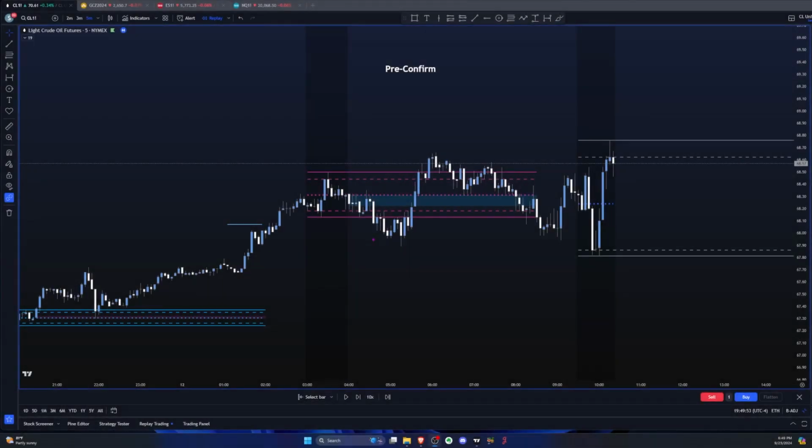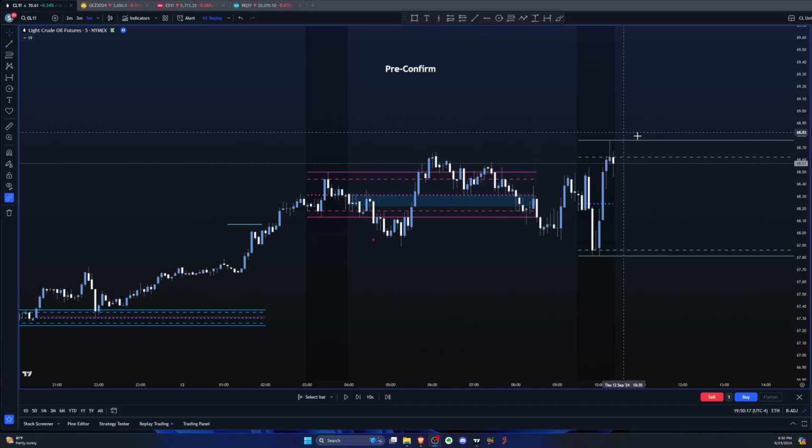Okay, let's talk about the pre-confirmation setup now. And this is becoming one of my favorite trades, one of my favorite setups. We actually use two different data sets for this. One data set is our contextual analysis data set. It gives us a better idea of directionality and some other aspects.